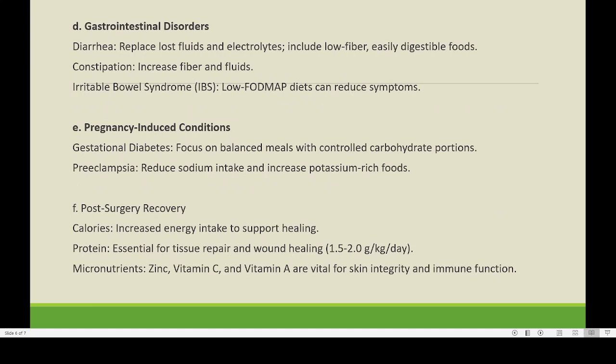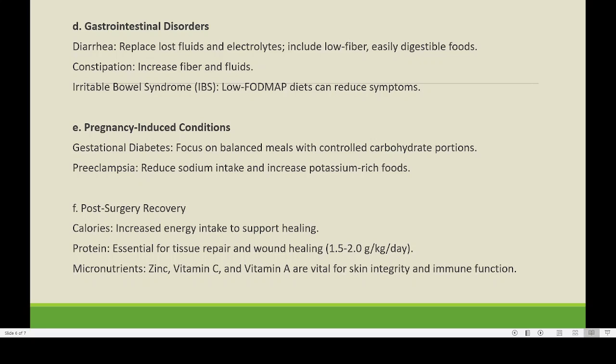Then another problem is gastrointestinal disorders. In the case of gastrointestinal disorder, especially diarrhea, you will be losing a lot of fluids from your body. Along with the fluid, you will be losing sodium, potassium, etc.